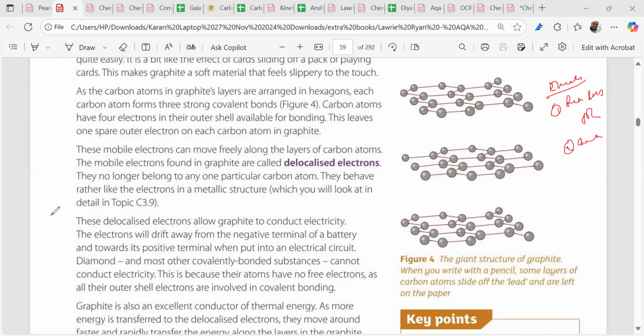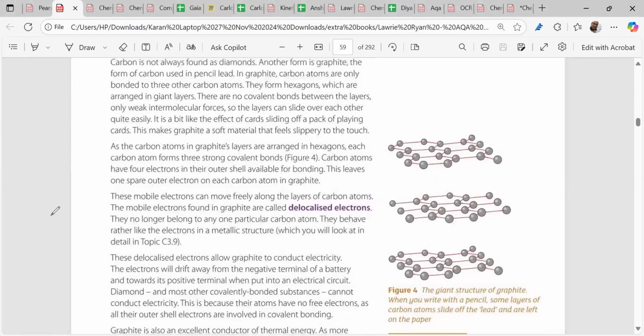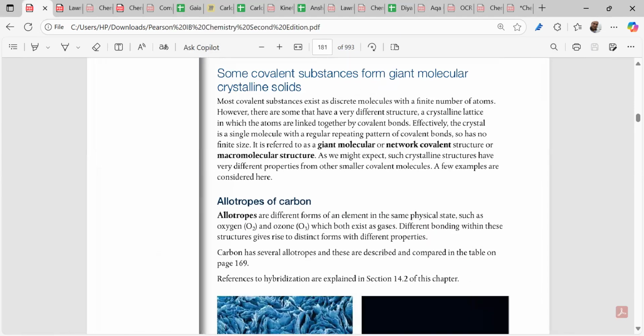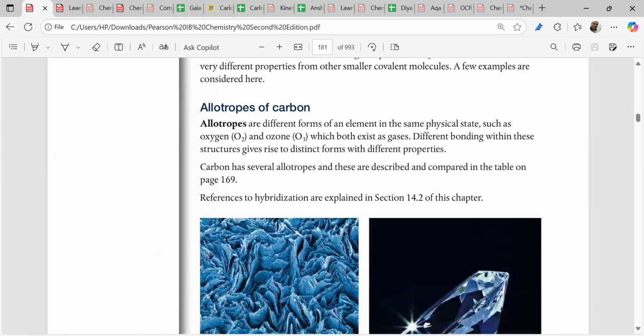Now, moving to this part, we come to the word allotropes. What do you mean by allotropes? We have to master that. Allotropes are the same element having different physical forms. Is it clear? This is a very important part. What is an allotrope? Allotropes are different forms of the same element, right?